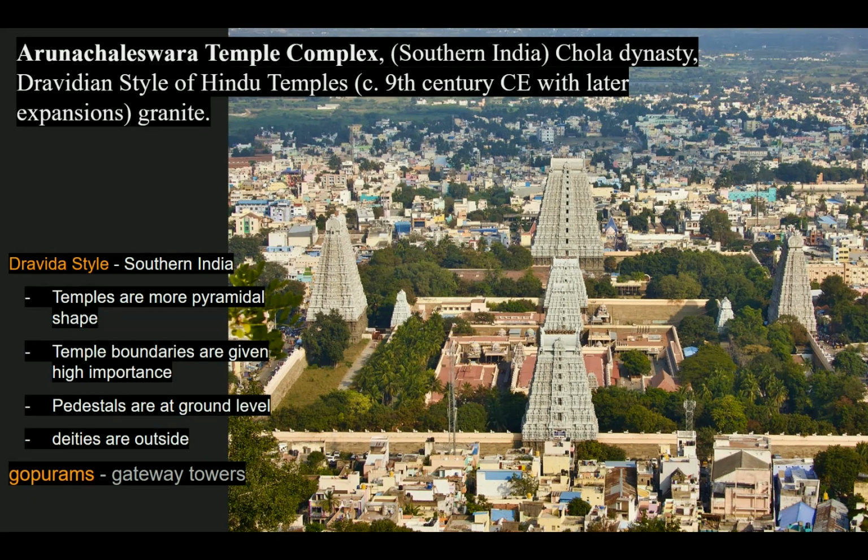We're in southern India with the Chola dynasty. And this style is made out of granite. It was added on and expanded over an extended period of time, but it originated in the 9th century. And as you can see, they're much more pyramidal in shape. The boundaries are clearly defined by this thick wall. They're close to the ground, and there's sculptural deities throughout it. These are the gopurams. These are the gateway towers. So these aren't the temples themselves.